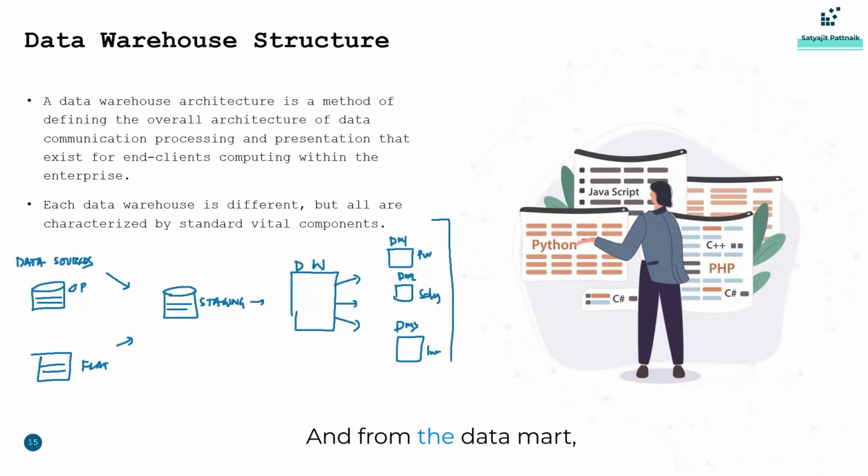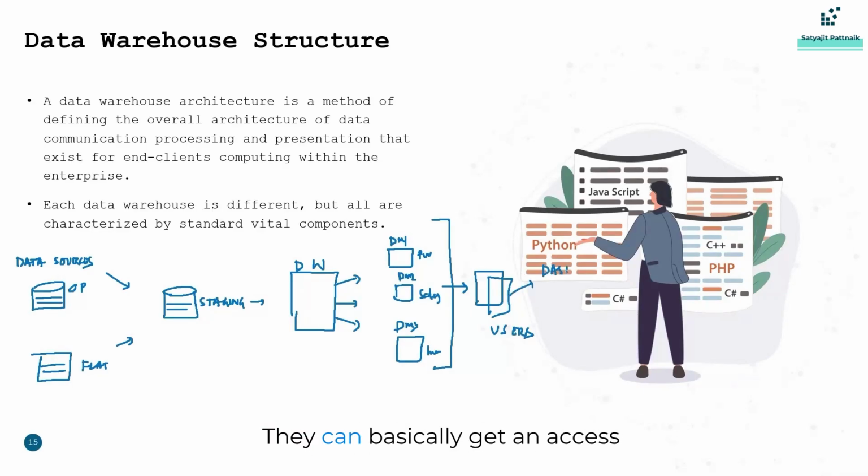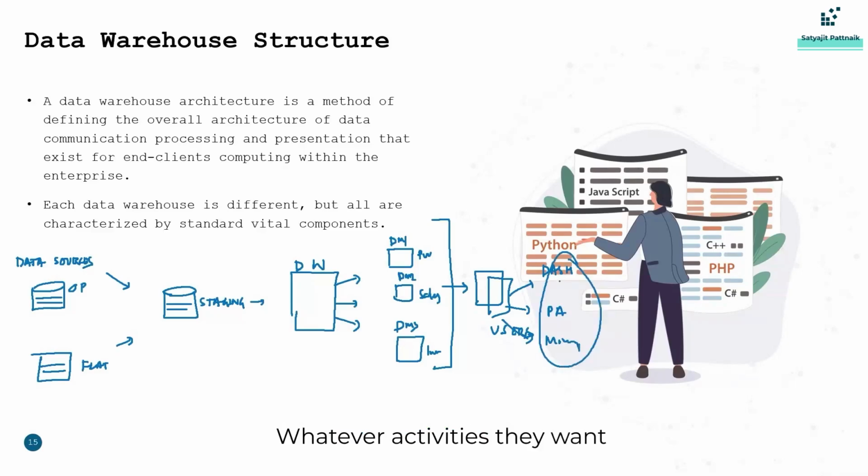And from the data mart, basically you give access to the users. And finally, the users can work on dashboards. They can get access and work on predictive analytics, on machine learning, on data mining, whatever activities they want to do, they can do. So this is a proper ETL architecture where you are using data warehousing concepts, you are using the data mart concepts and all those things.